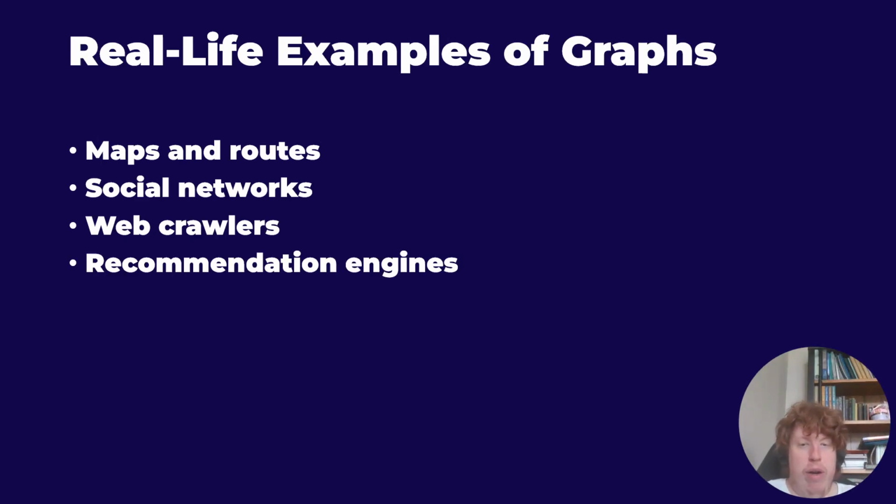Graphs show up everywhere. When Google Maps finds the shortest path, it's using graphs. Social media networks, website links, and even class dependency trees in code are all graphs.